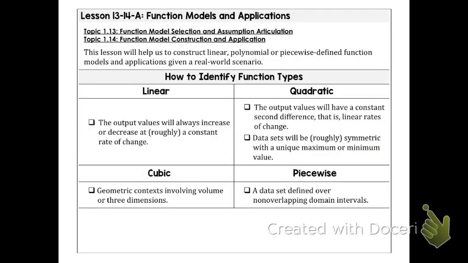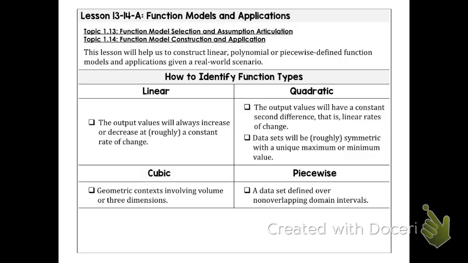Okay, in part A here, it says this lesson will help us to construct linear, polynomial, and piecewise function models and applications given real-world scenarios. So how to identify the type of function. Linear: if it's linear, the output values will always increase or decrease at roughly a constant rate of change.